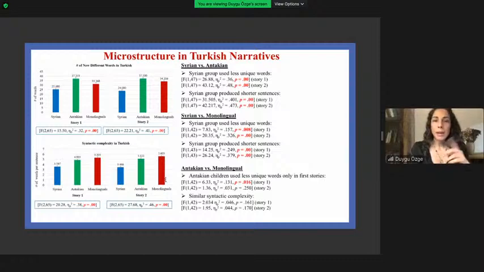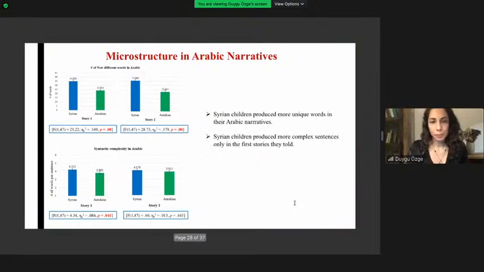And when we compared Antakyan children to monolinguals, non-refugee bilinguals to monolinguals, interestingly, despite the fact that they had more coherent stories, Antakyan children used fewer unique words. So they had less variety in their vocabulary in the first, easier stories, but they didn't differ with respect to their syntactic complexity. This is in line with our findings in the vocabulary task, very parallel findings in all of these comparisons with respect to vocabulary. Looking at the microstructure in Arabic, again, as expected, Syrian children outperformed Antakyan children in the variety of the words and complexity of their sentences.